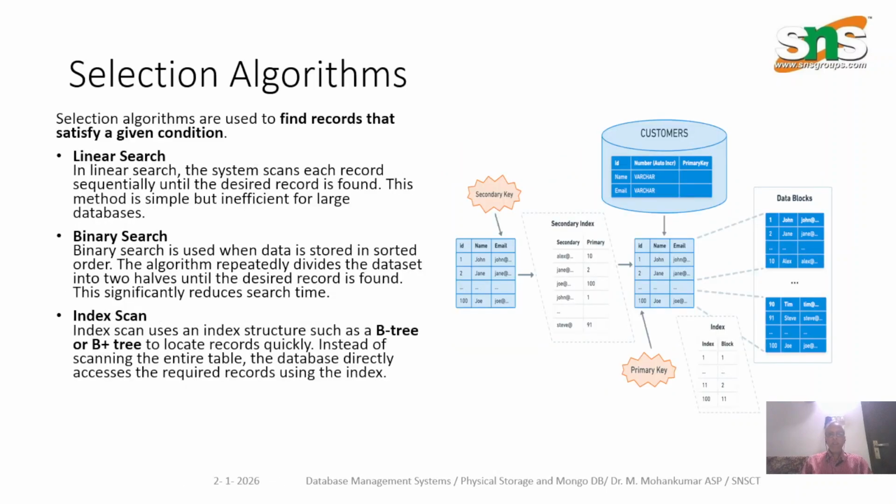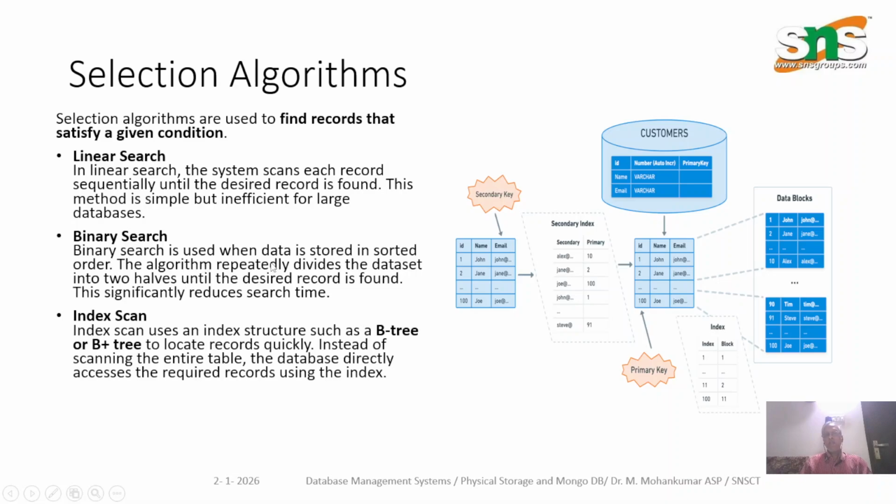So for these three types of process, we will implement different types of algorithms. Selection algorithms are used to find records that satisfy the given condition. First, we will do linear search, then binary search, and index scan. In linear search, the system scans each record sequentially until the desired record is found. This method is simple but inefficient for a large database.